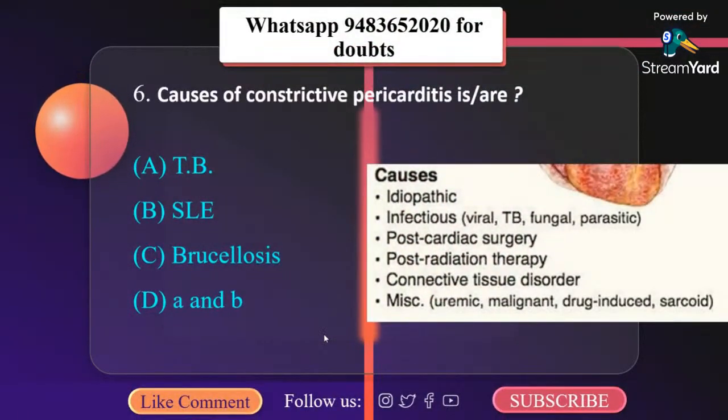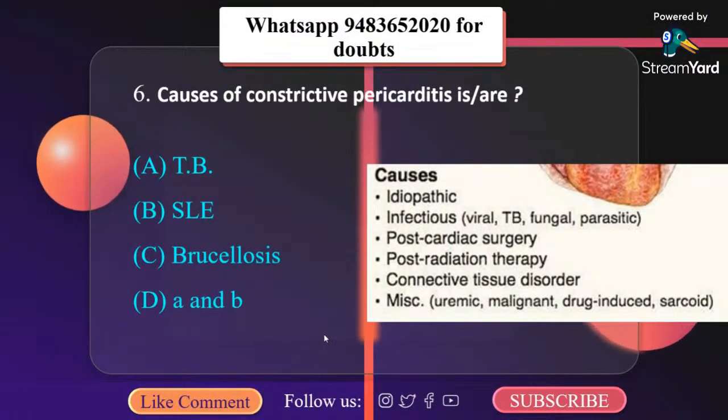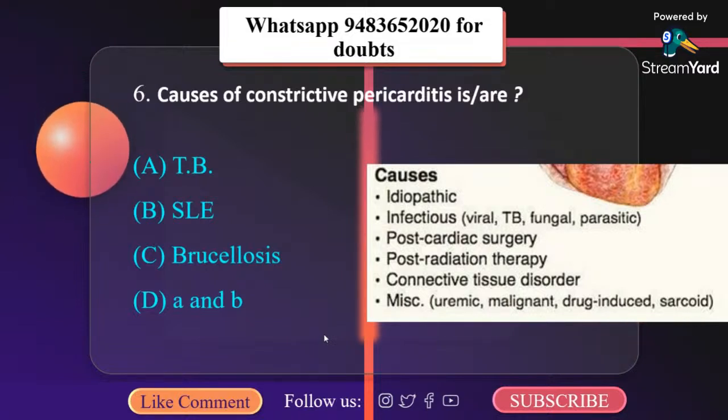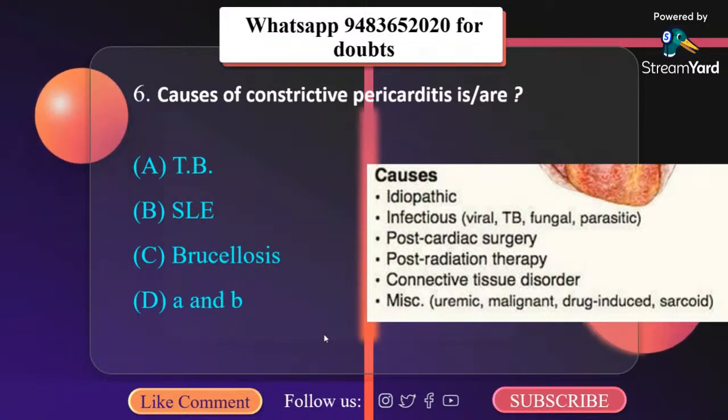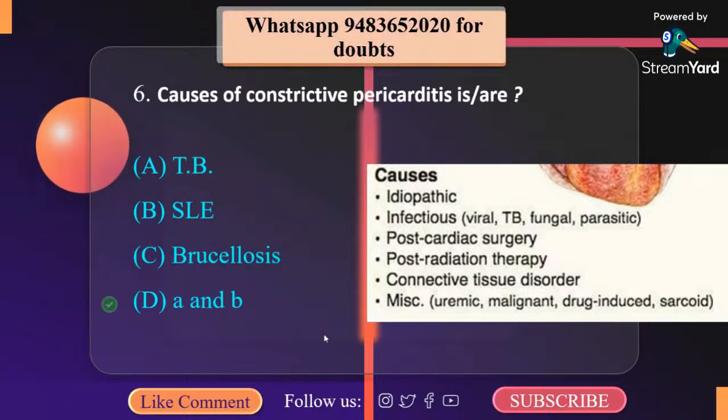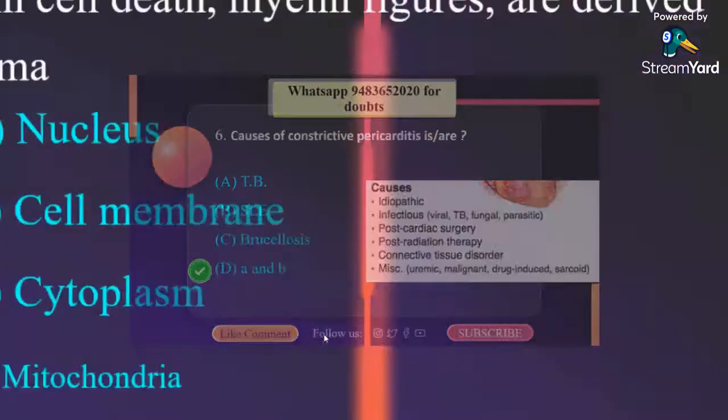Causes of constrictive pericarditis. The causes can be idiopathic, infectious, viral. In India, TB is the common cause. Fungal, parasitic, post-cardiac surgery, post-radiation therapy, connective tissue disorder, uremia, malignancy, drug-induced, sarcoid. So the correct option here is TB and brucellosis, D, A and B.